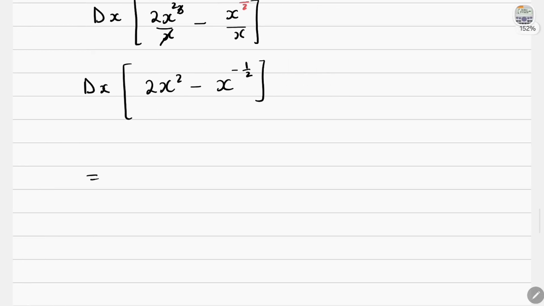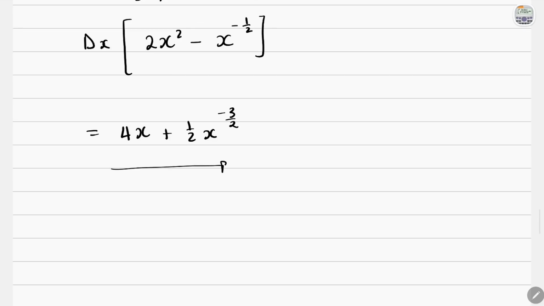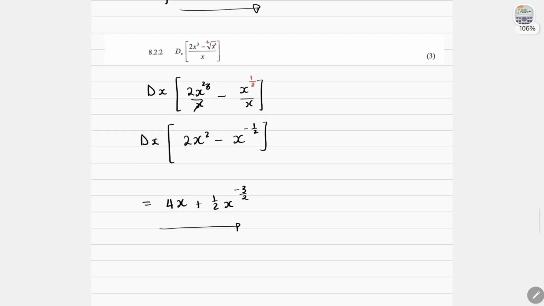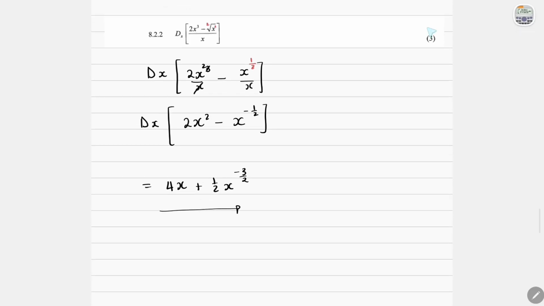Now we can go ahead and derive this because this is ready to be derived. So coefficient times exponent is 4, exponent minus 1 is 1, and then negative 1 times negative a half is positive a half. And then exponent minus 1. Negative a half minus 1 is the same thing as saying minus 2 over 2, which is negative 3 over 2. And there we go. You can choose to leave your answer like this with a negative exponent. You can also rewrite it with a positive exponent as well. Okay, but at this point, it's fine. And that is it for that question. Moving on to the next question.